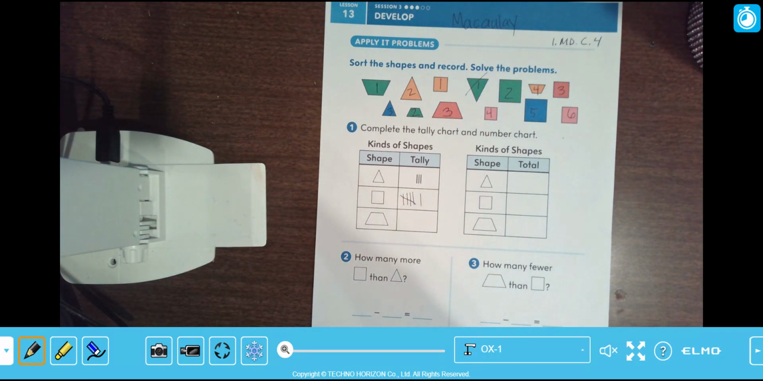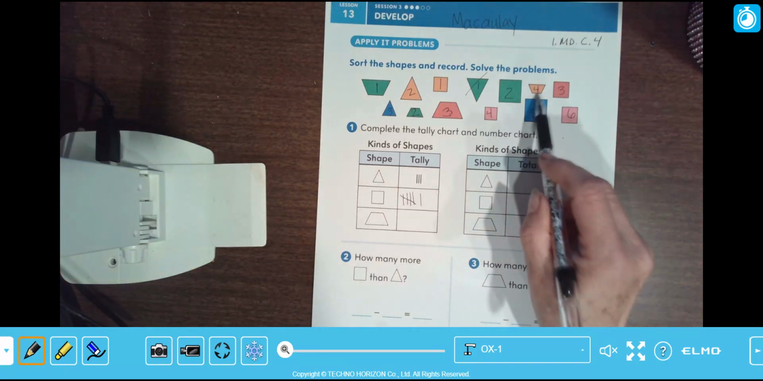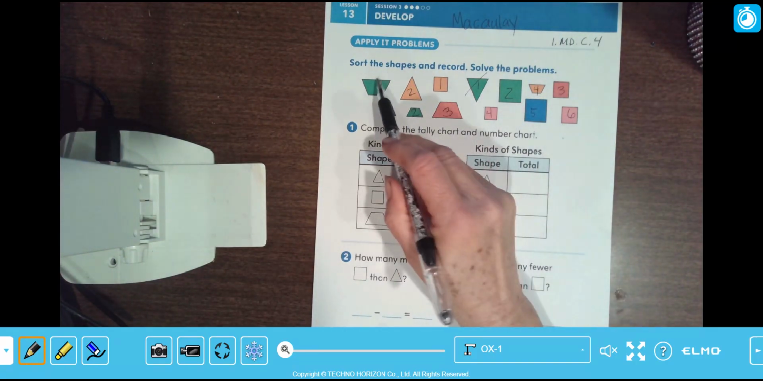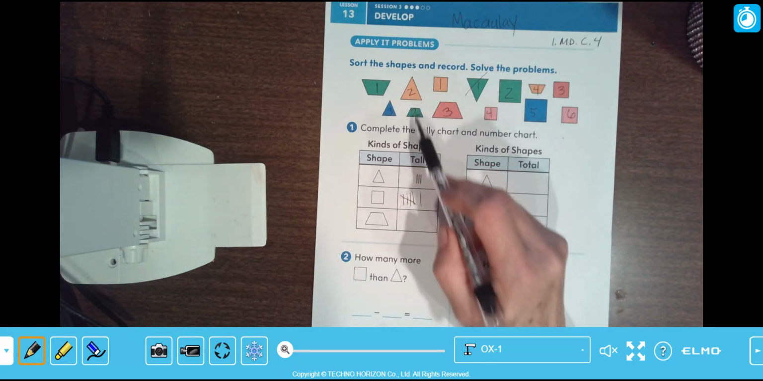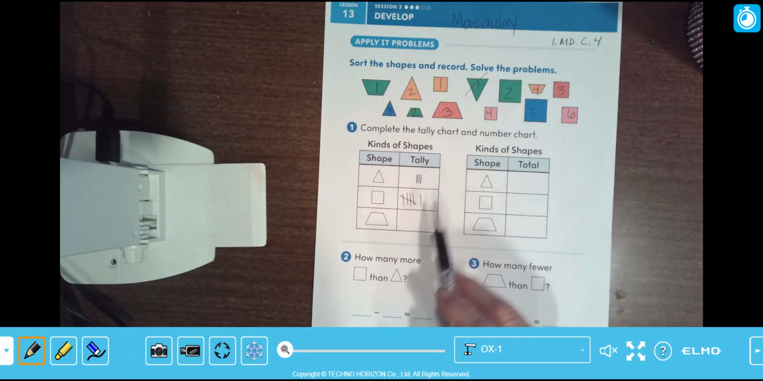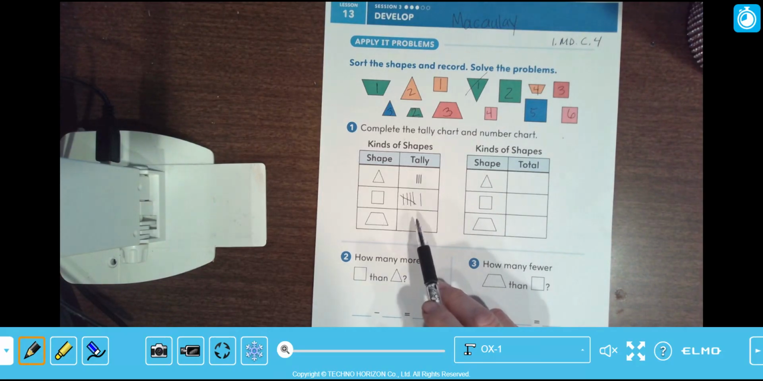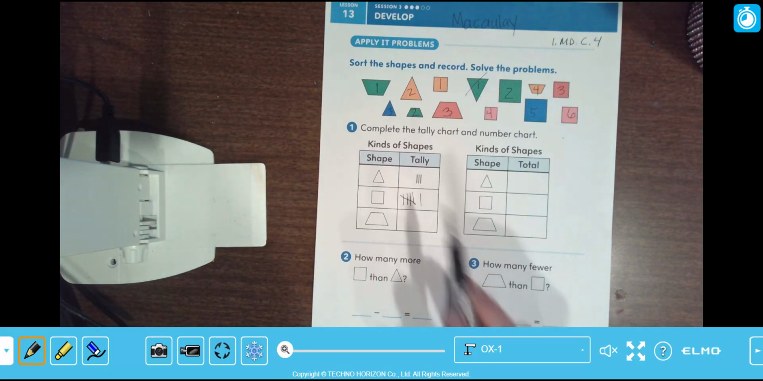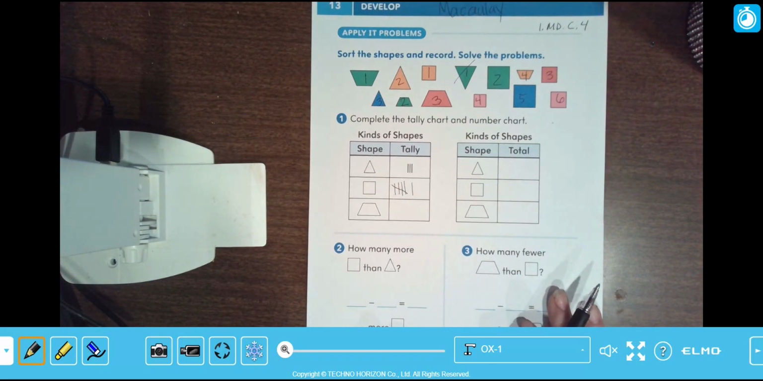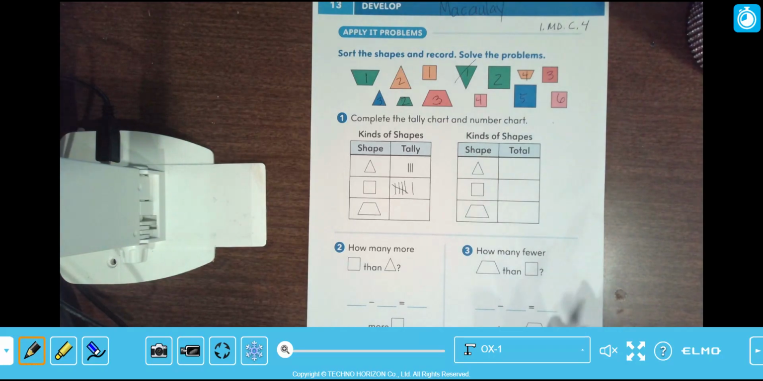Okay, how many trapezoids do we have? 1, 2, 1, 2, 3, 4. So we have 4. So right here, draw 4 tally marks. Just like this is 3 tally marks. Right here, draw 4 tally marks. Go ahead and do that. I'm not going to do it for you. You go ahead and draw your 4 tally marks.